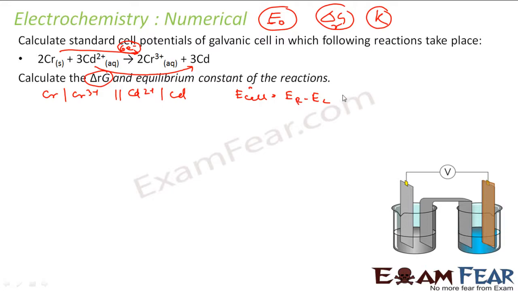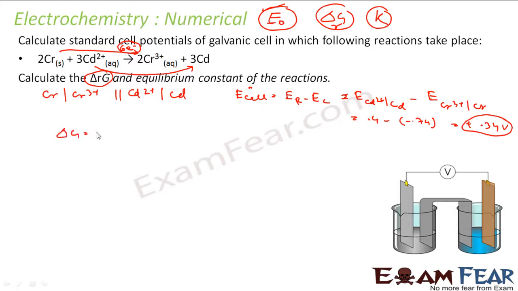E right is the E of cadmium 2+ to cadmium, the reduction of cadmium, minus the reduction potential of chromium 3+, that is Cr3+ to Cr. Please note it is Cr3+ to Cr, not Cr to Cr3+, right? Using the table we can see the value, that is nothing but minus 0.4 minus (minus 0.74), and that is plus 0.34 volt. So that is my E naught of the cell. First part done. Second is delta G.